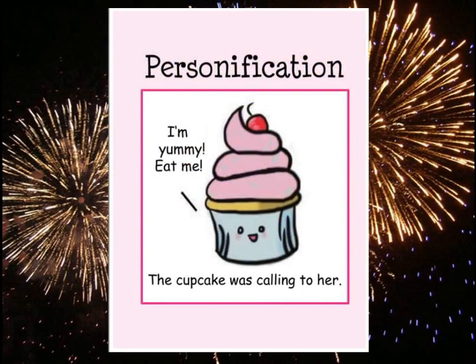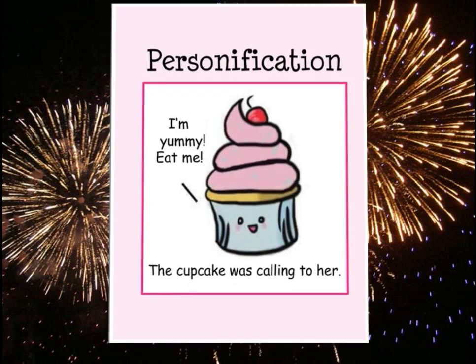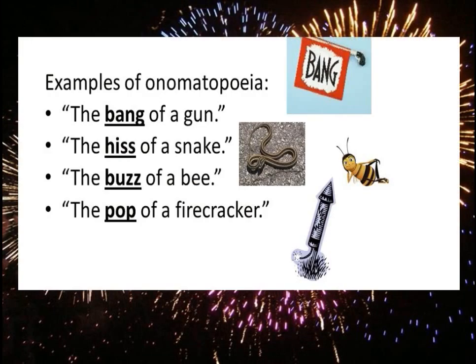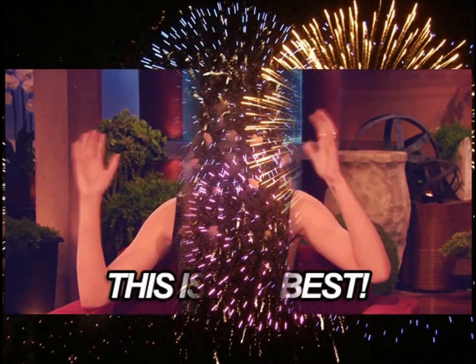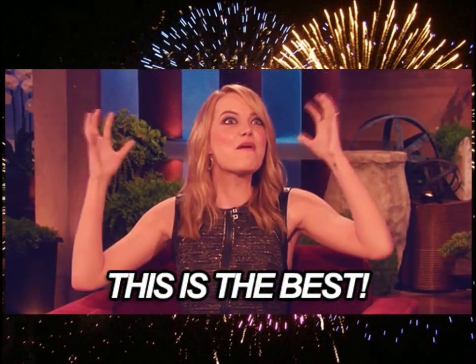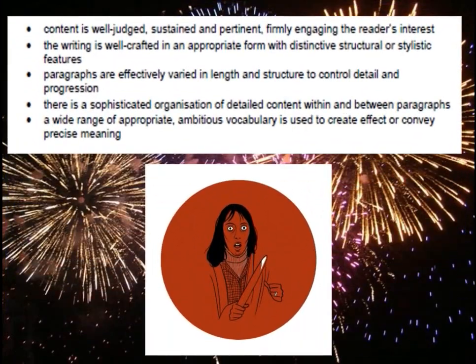You could use personification. This is giving something that's not human a human quality. So for example, the cupcake was calling to me. A cupcake can't literally call you. Onomatopoeia creates a sound effect that mimics the object described.